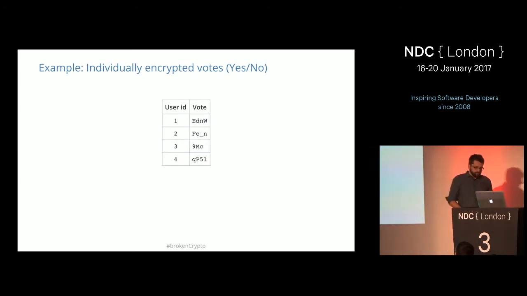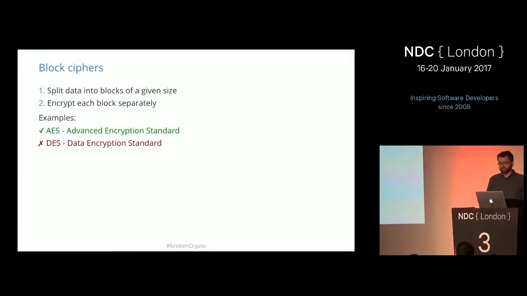All right, let's look at block ciphers instead. The way block ciphers work is we split the data into blocks of a given size, and we encrypt each block separately. AES is an example of this, and DES or triple DES is also an example. The first way we could go was something called the electronic codebook mode.